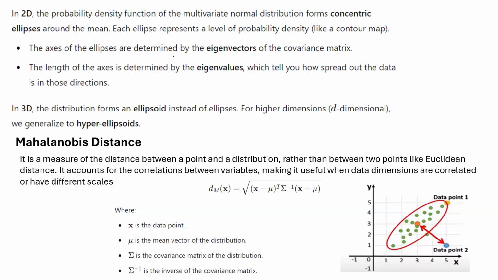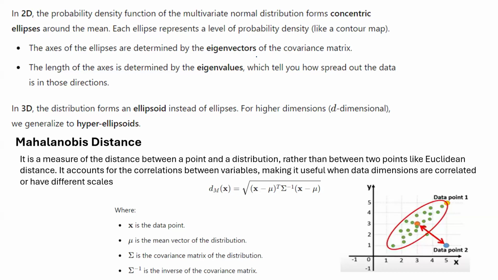The axes of the ellipse are determined by the eigenvectors of the covariance matrix. The length of the axis is determined by the eigenvalues, which tells you how spread out the data is in those directions. What you have understood from this is, you already know eigenvalues determine the spread, whether positive or negative. Eigenvectors represent the axes.